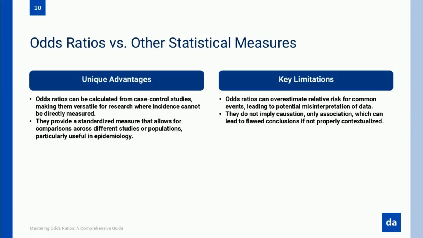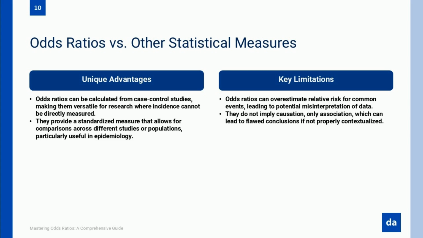No single measure is universally superior. The choice between odds ratios, relative risk, risk difference, or hazard ratios depends on the research question, study design, and the nature of the data. For instance, in a cohort study where the incidence of an outcome can be directly measured, relative risk might be preferred. In a case control study examining rare diseases, odds ratios would be the go-to measure.